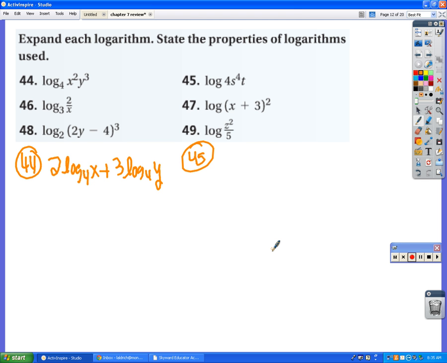45. Fasten your seatbelts. Are you ready? Easy. Log 4 plus 4 log s plus log t.